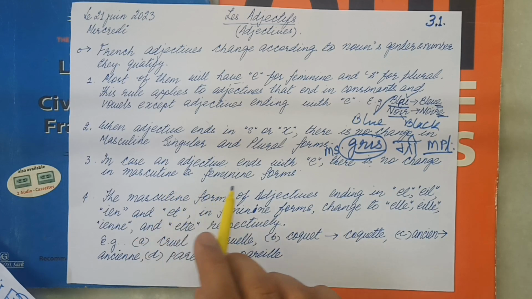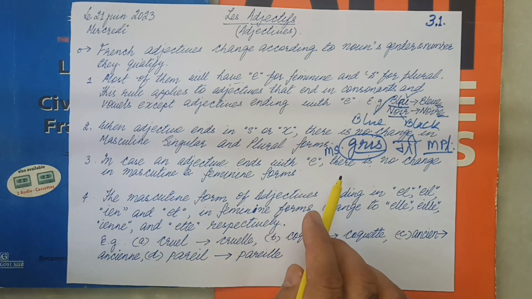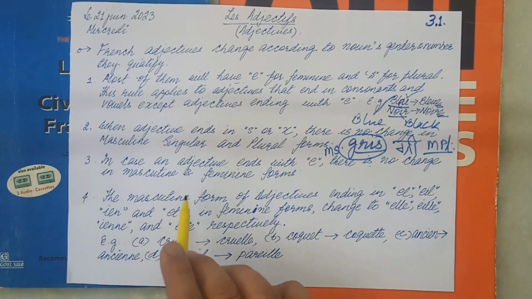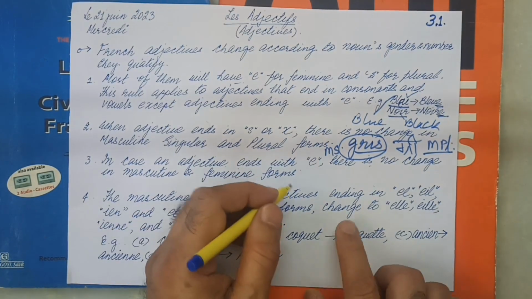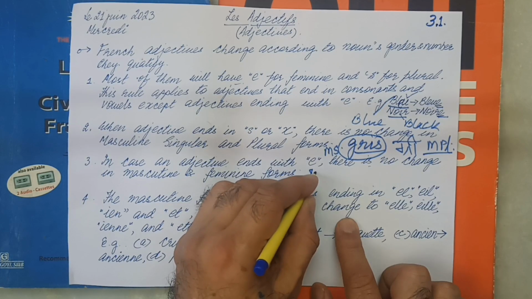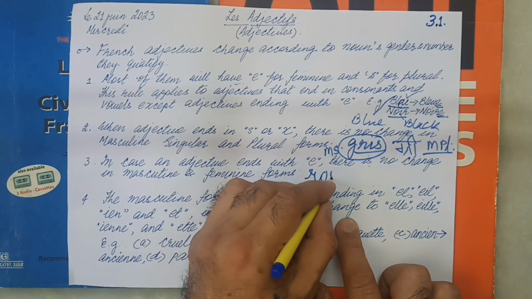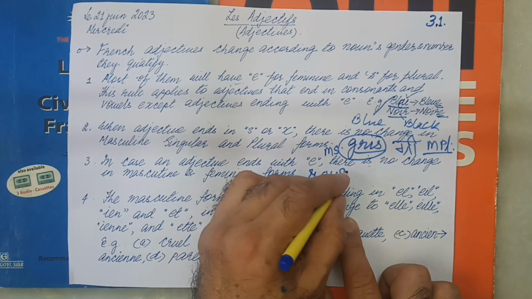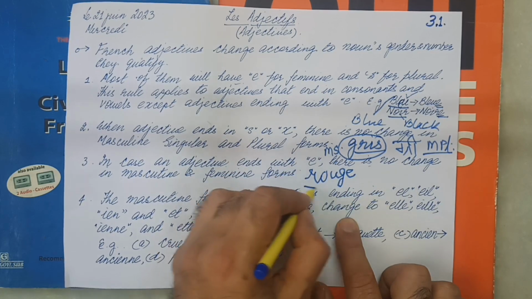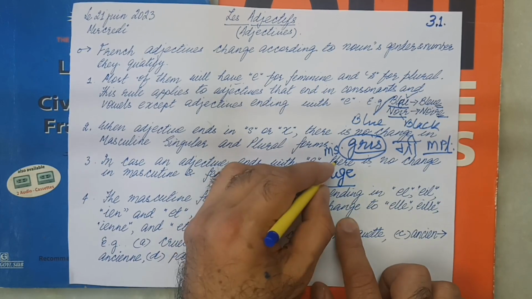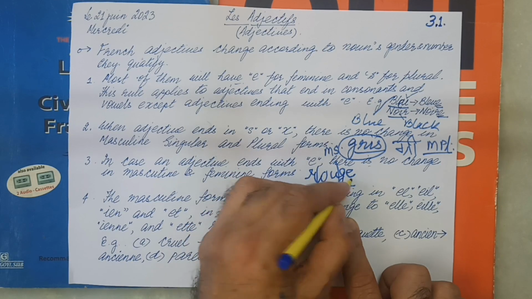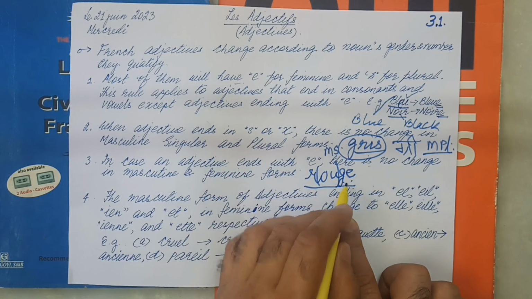In case an adjective ends with E, there is no change in masculine and feminine forms. For example, I'll give you this particular color, which means red. This is used in English also, rouge. OU is oo, and after G you have E, the sound of G is J. So rouge, here we already have E.